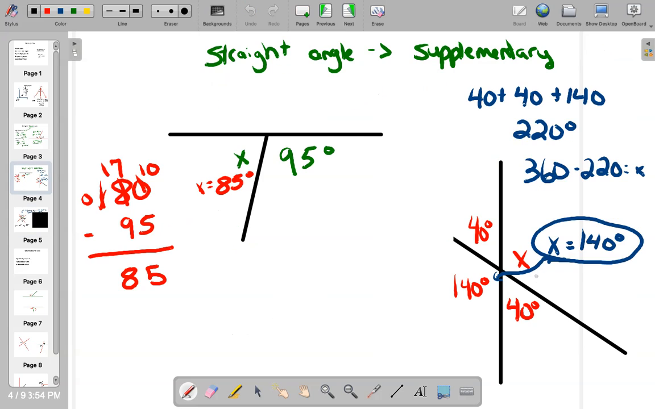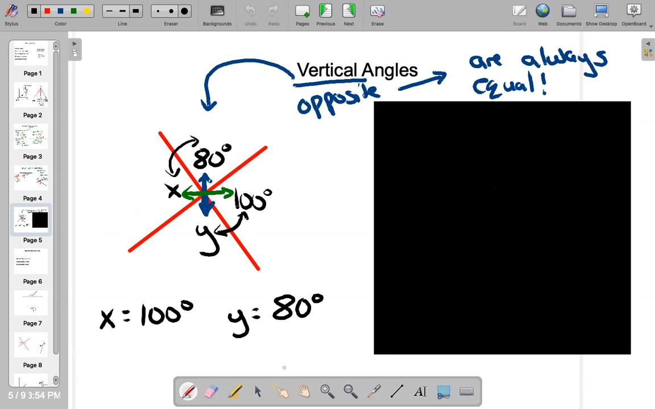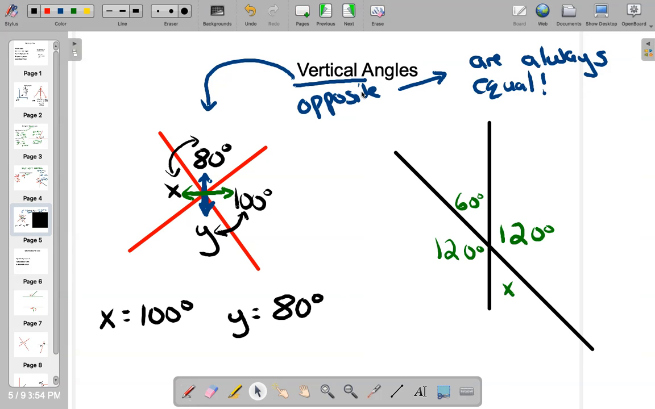If I go back to the problem before, x and 140 are vertical angles. Therefore, my x could have been 140 immediately using that same strategy. So for our last problem, I want you to try to solve for x in a few different ways and see if you can get that answer correct.